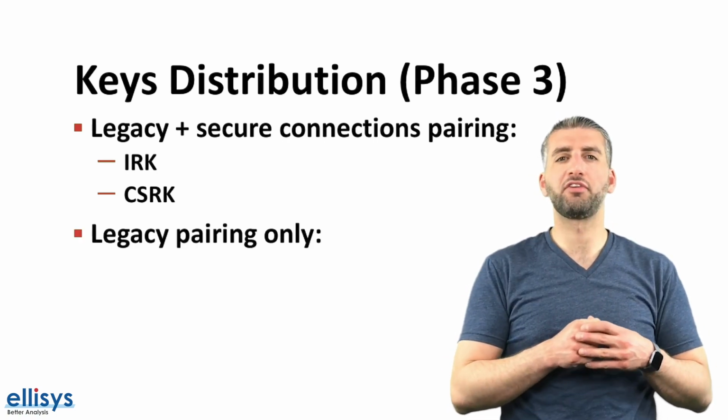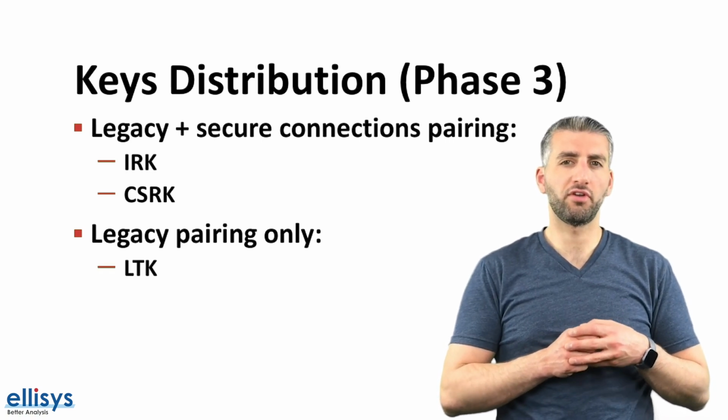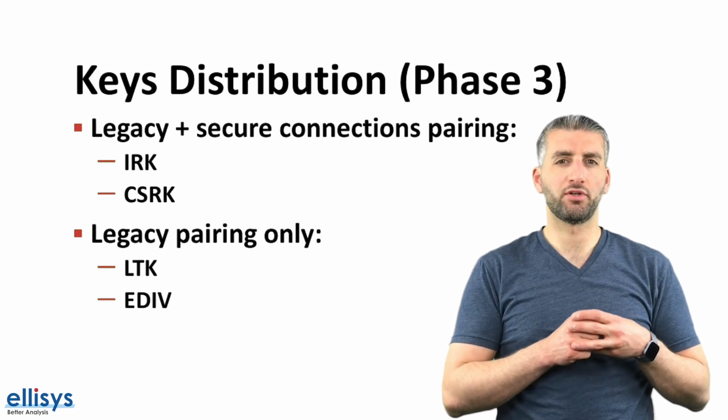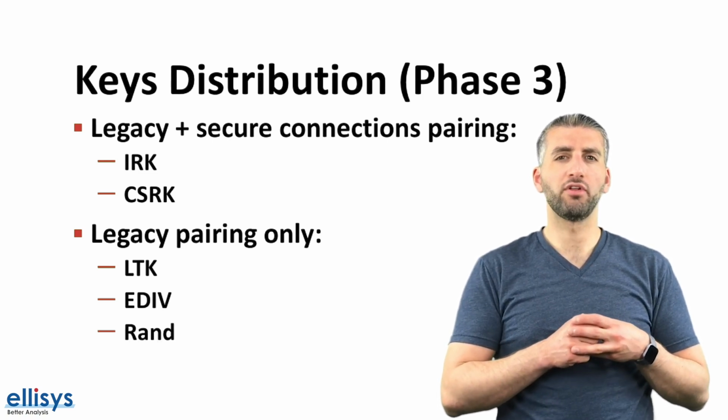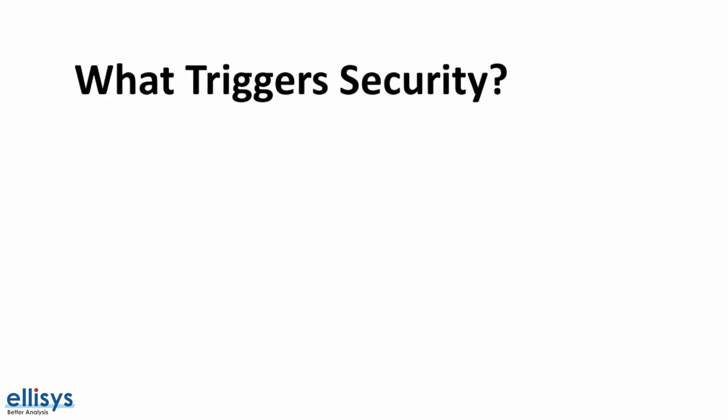In the case of legacy connections pairing, there are three other values that get distributed. These include the long-term key, or LTK, the EDIV, or encrypted diversifier, as well as the random number, or RAND for short. Now that we've covered the details of each of the phases of the security procedure, let's understand how security is triggered. There are 4 cases that trigger the security procedure.